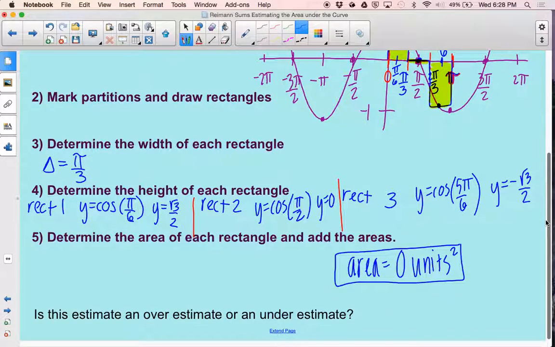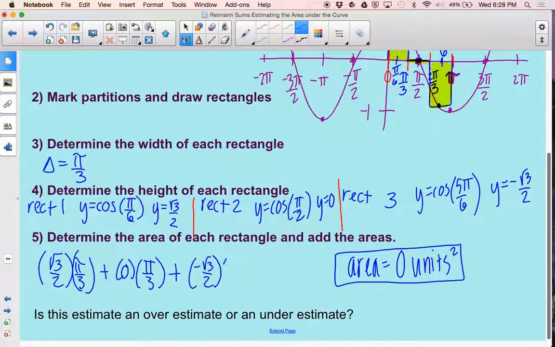So then we would find the area. And so I would say square root 3 over 2 times pi over 3 plus 0 times pi over 3 plus negative square root 3 over 2 times pi over 3, and all of that would add up to be 0. Okay, and so that shows us that the area is 0 units.